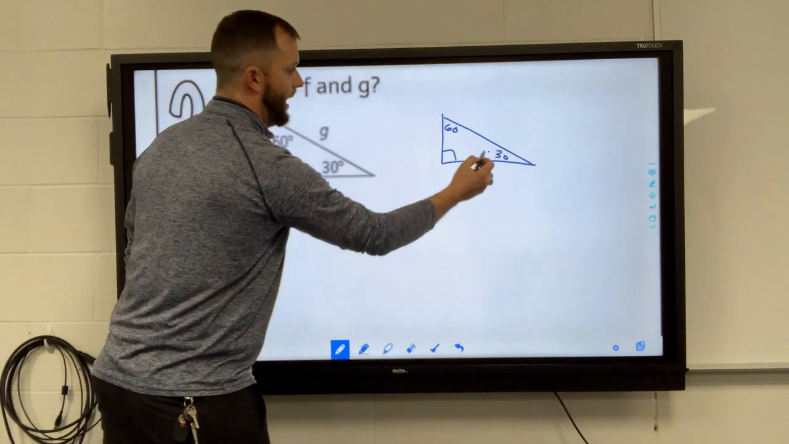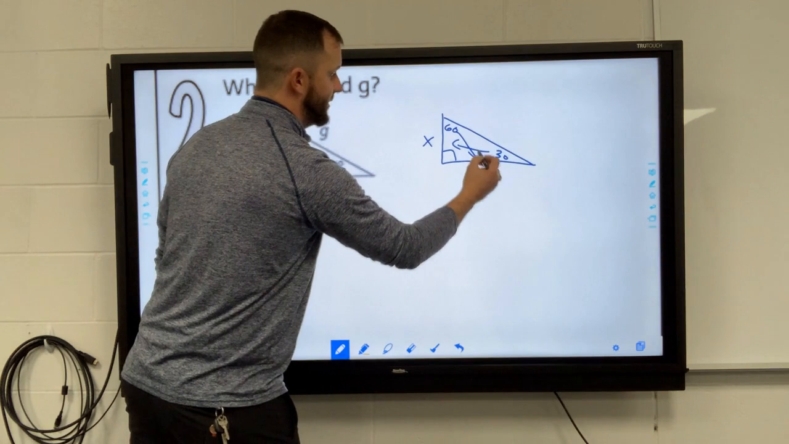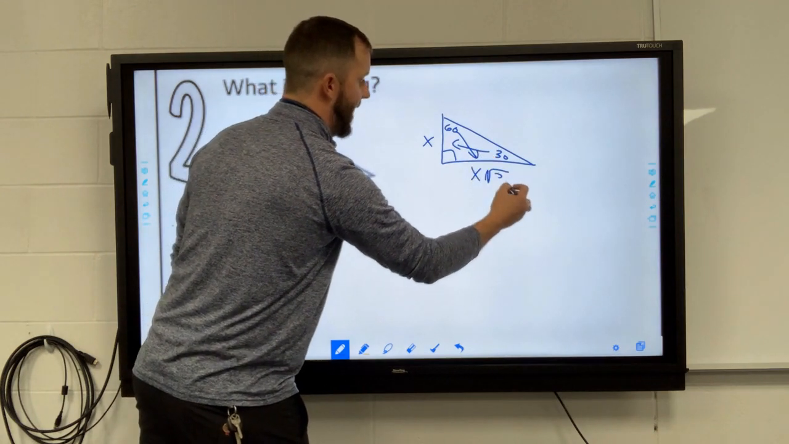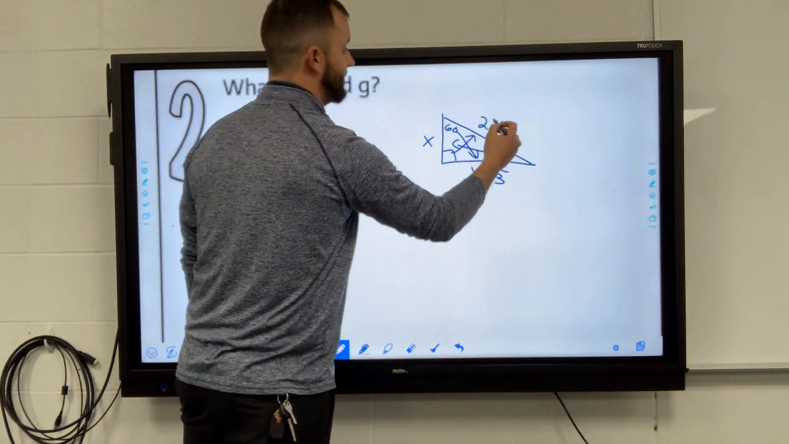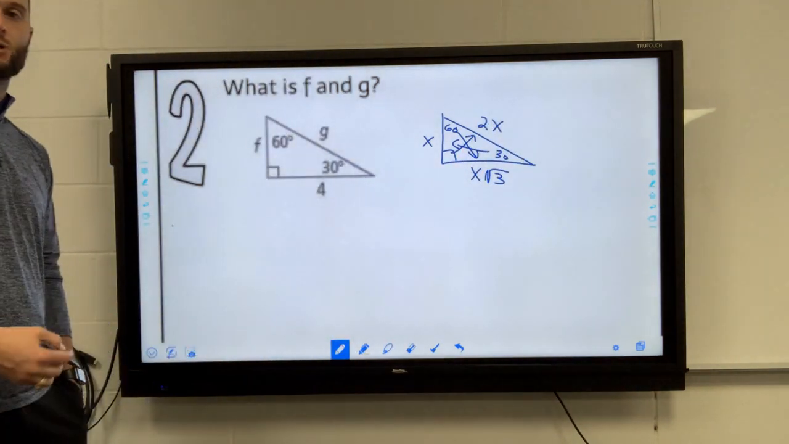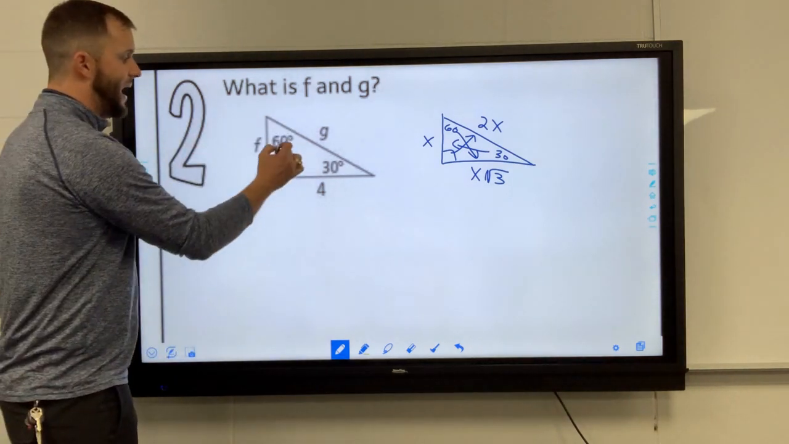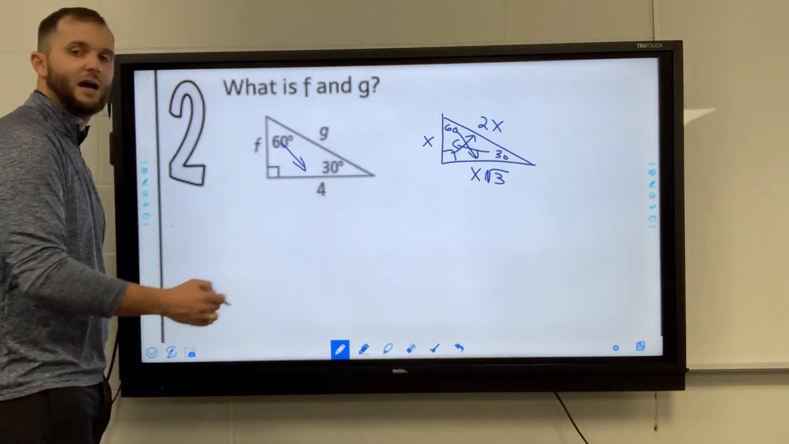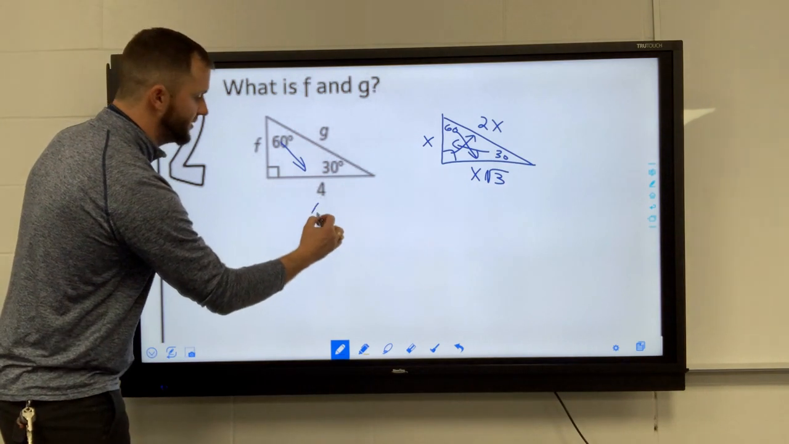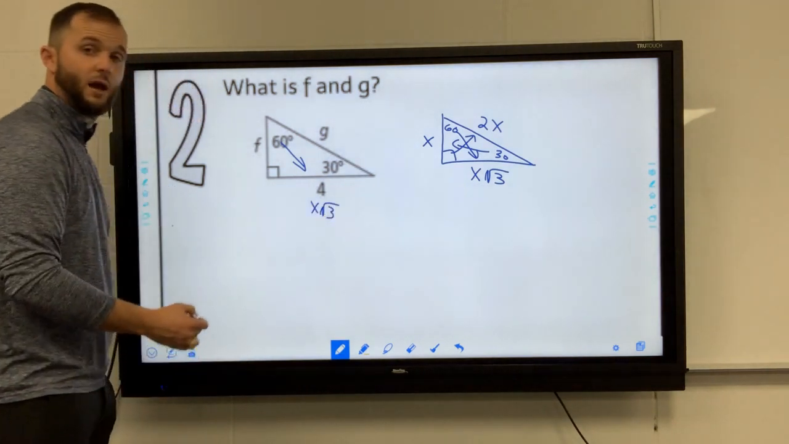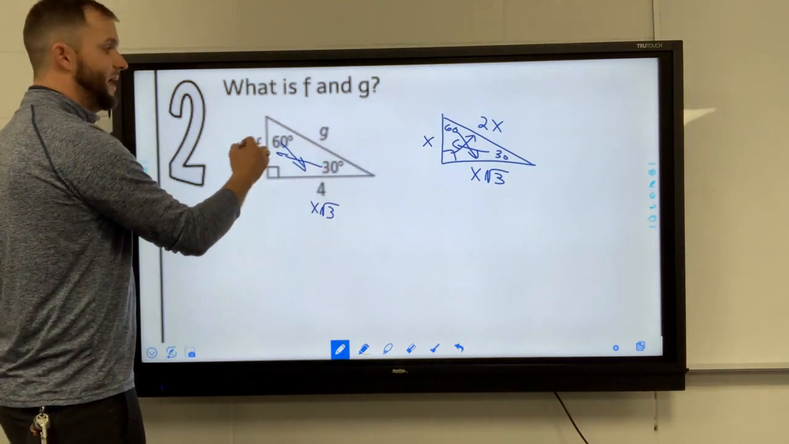So again, opposite my 30 is always represented as X. Opposite the 60 degree angle is always going to be that X side times the square root of 3. Then opposite my 90 degree angle, I'm going to multiply that X side by 2. So let's go ahead and take that and apply it to my example here. So right now it looks like I am given my 60 degree side, which is the side opposite the 60. So opposite of that is always represented as X square root 3. Okay? So with that being said, opposite the 30 degree side is going to be my X side.